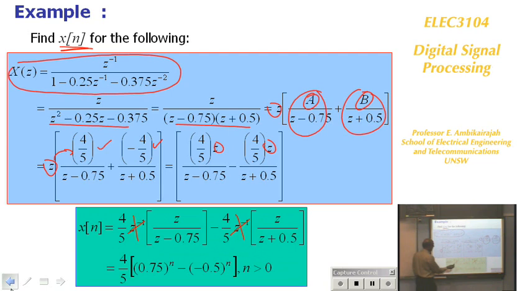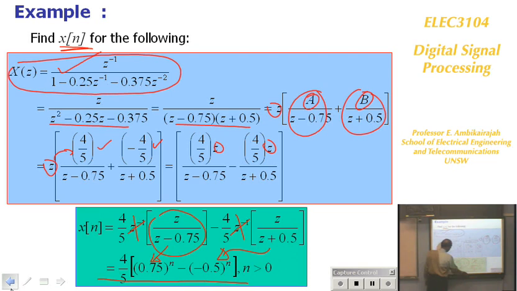Look at your table. Go back and look at the table, it tells you the inverse Z transform is that. And the table also tells you the inverse Z transform is that one. And using the table, you can actually find the inverse Z transform. So x[n] becomes this. So for that transfer function, x[n] is this.